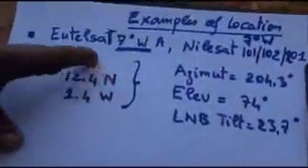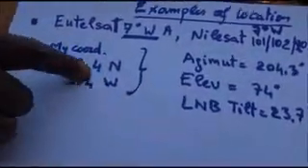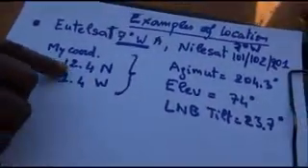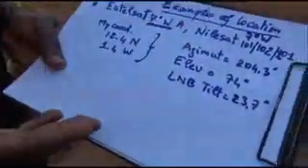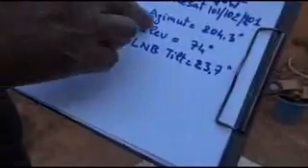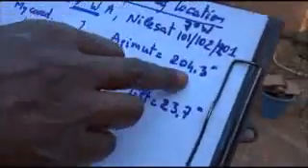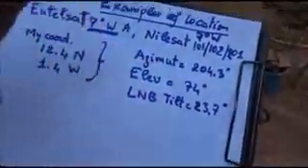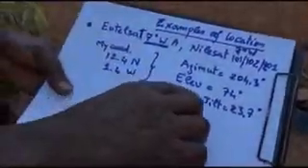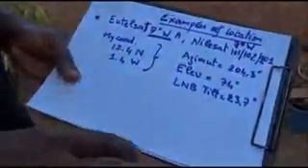Now, from the GPS, I got my coordinates. That's the one you see here: 12.4 north and 1.4 west. And then I used online software to find the position of the satellite in terms of azimuth, which is 204.3 degrees, and the elevation in the sky, so the inclination above the horizon, that's 74 degrees, and the LNB tilt.